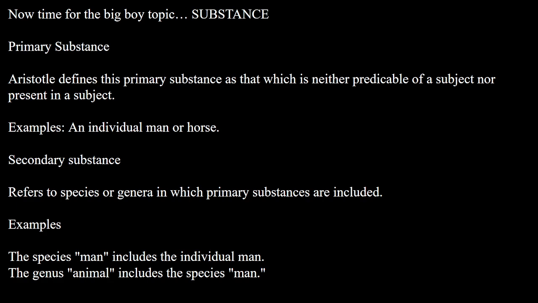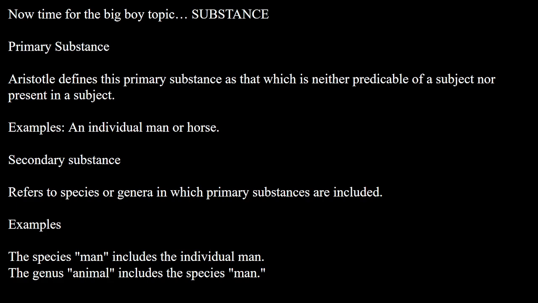Now for the big topic: substance. Primary substance, right? Aristotle defines primary substance as that which is neither predicable of a subject nor present in a subject. For example, an individual man or horse. And then secondary substances are species or genera in which primary substances are included. For example, the species man includes the individual man, the genus animal includes the species man.